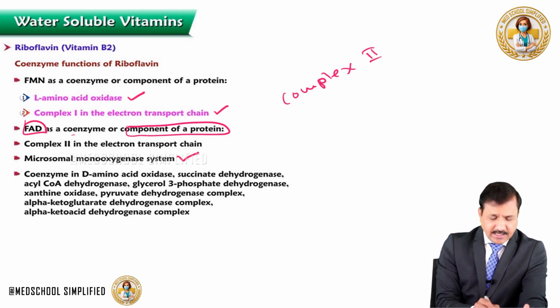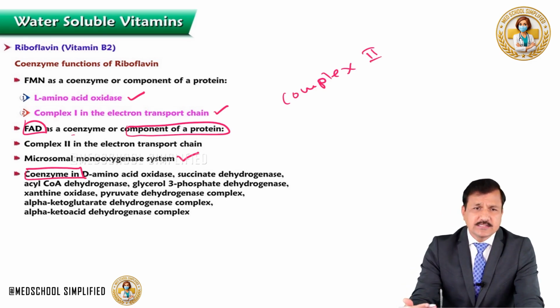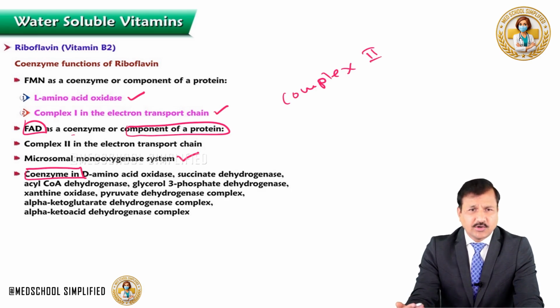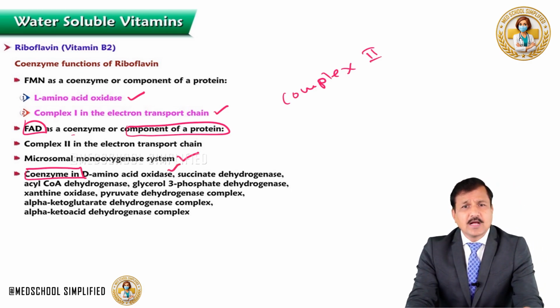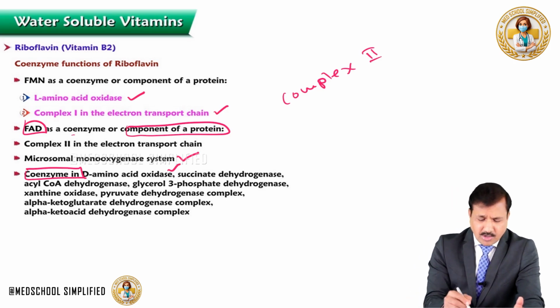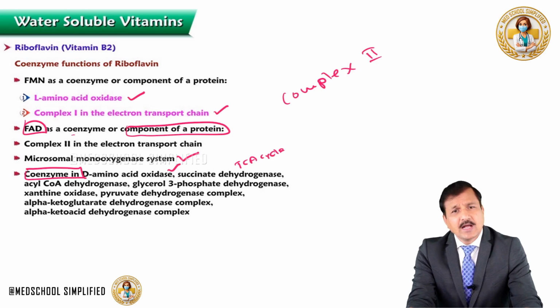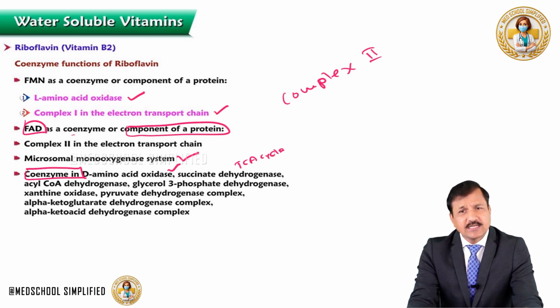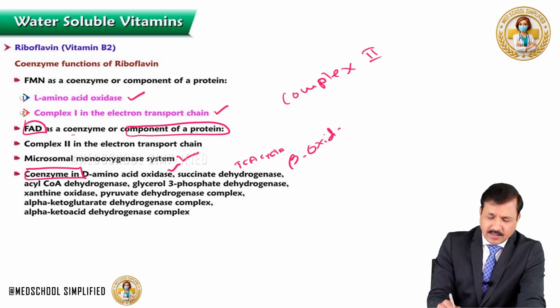And the third thing is that FAD is a coenzyme for so many enzymes in our body, and I'm going to give you the list of all the enzymes that need FAD as the coenzyme. D-amino acid oxidase is one of the enzymes that needs FAD as a coenzyme. And then we have the succinate dehydrogenase enzyme, which is part of our TCA cycle. And then acyl-CoA dehydrogenase, which comes in beta oxidation of fatty acids.